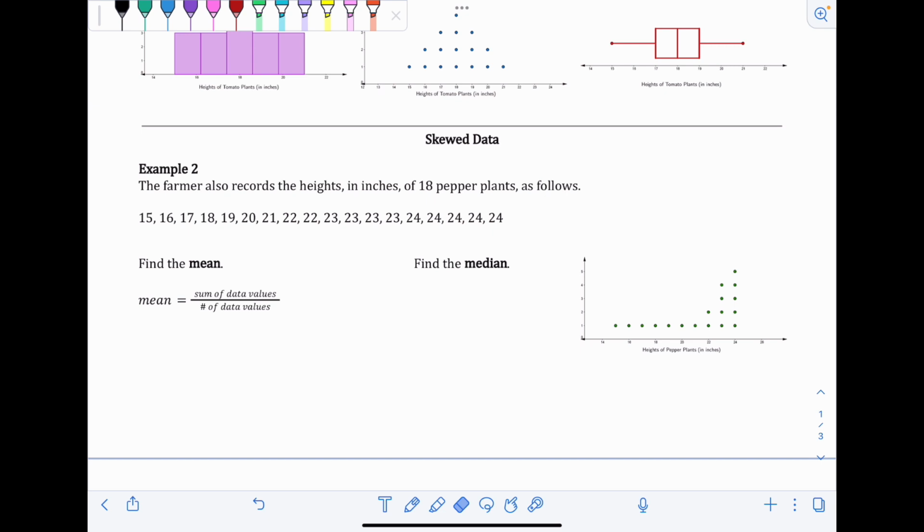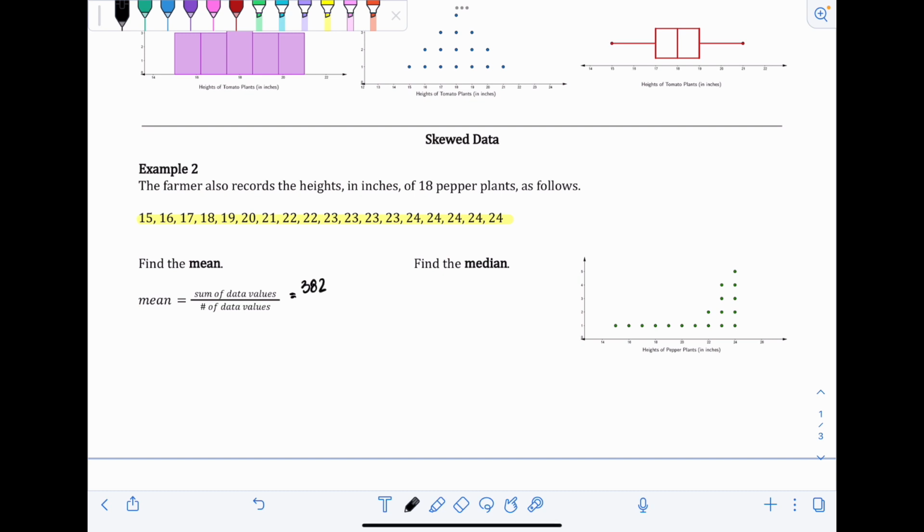Okay, so moving down to our skewed data example. This is example 2. The farmer also records the heights in inches of 18 pepper plants as follows. We want to find the mean and the median again. For finding the mean, we would add up all of these numbers right here. So 15 plus 16 plus 17 plus 18 and so on, everything. Again, I'm going to leave that off the video just to save a little bit of time. But we're going to add up all of those data values. So the sum of the data values is 382.